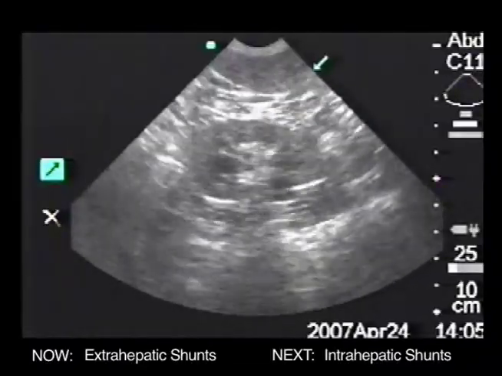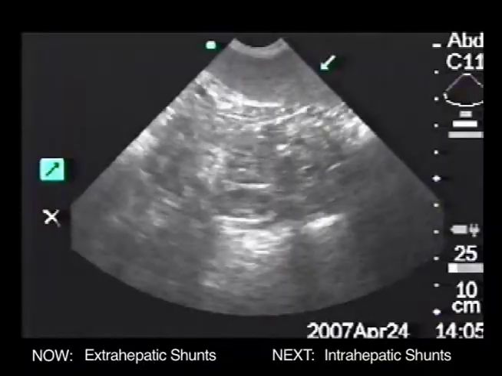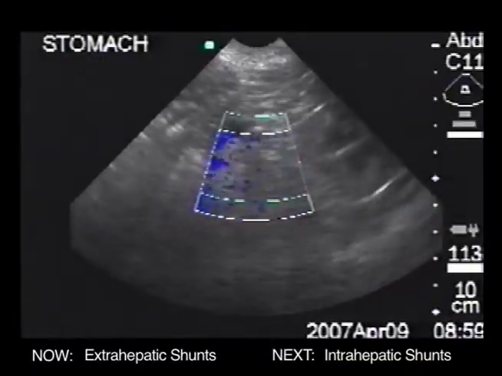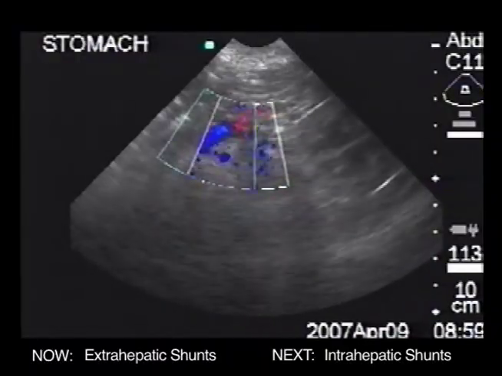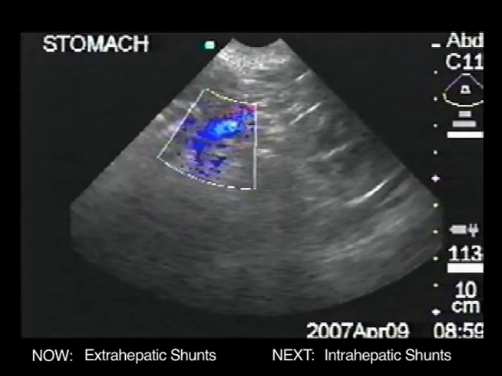If a shunt is present, the portal vein would probably be enlarged and can be followed rather easily. Color flow Doppler can also be used to help follow the portal vein, in blue here, across the abdomen to the porta hepatis.